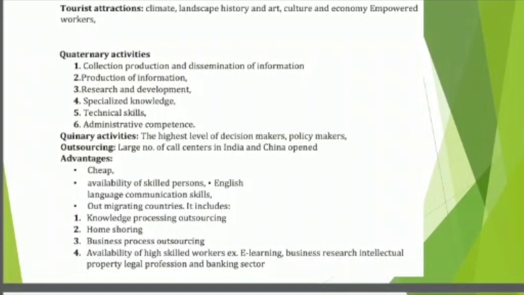The activities related to knowledge oriented involving collection, production and dissemination of information come under quaternary activities. They center around research development and may involve specialized knowledge and technical skills. Software developers, mutual fund managers, doctors, accounting, brokerage firms are some example of the quaternary activities. Quaternary activities involving collection, production and dissemination of information.